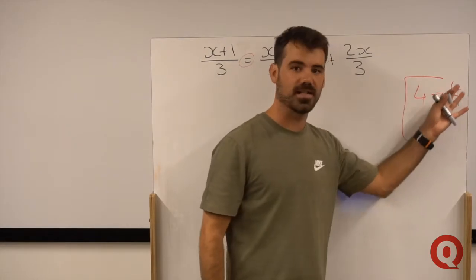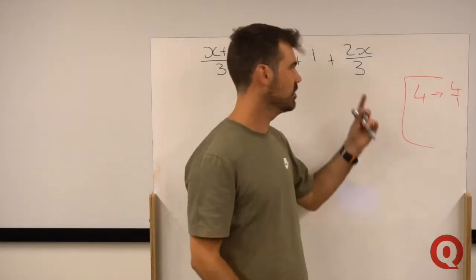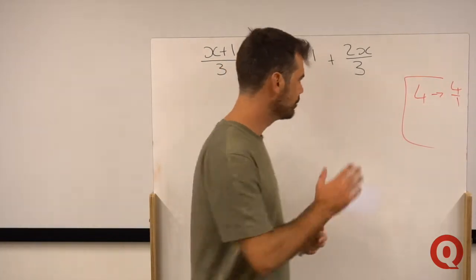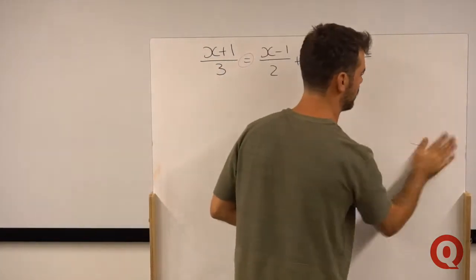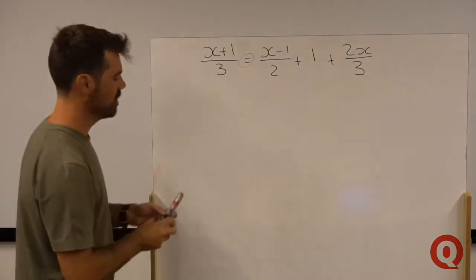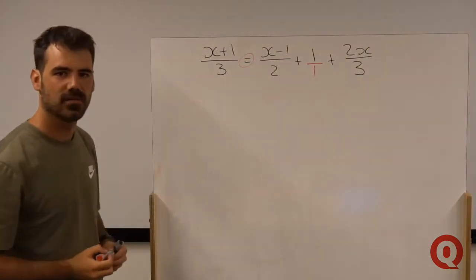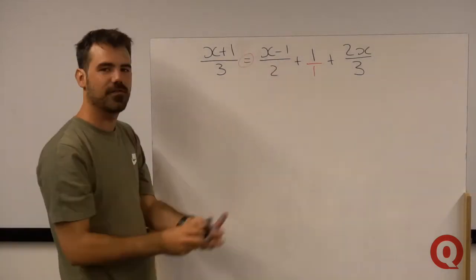It's just 4 over 1, which is now in fraction form, and it's easier for us to compare with the other fractions because we can find a common denominator. Let's ignore this for now. So first things first, I'm going to put this 1 over 1, so it's now also a fraction. And we can now enter the game with the other fractions.